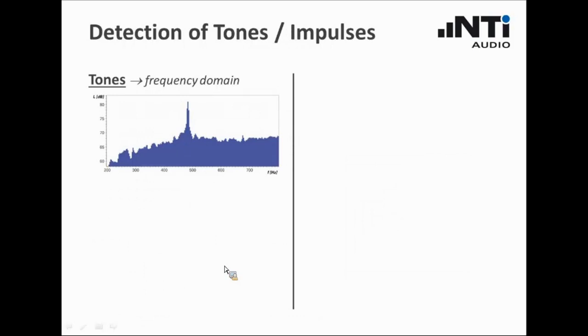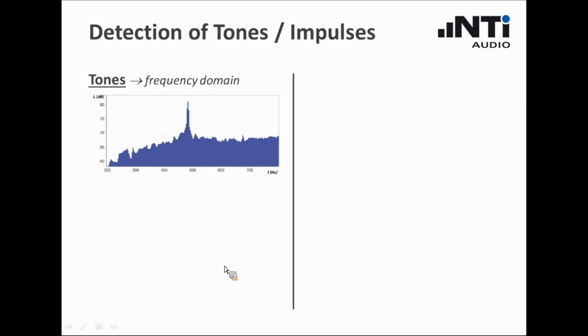Well, when we talk about tones and impulses, why do we do it, and what exactly are we doing? Tones and impulses are usually the most frequent sources of annoyance. So if you have a background noise with some loud impulsive noise, then these impulses make the annoyance, for instance, and the same may apply for the tones.